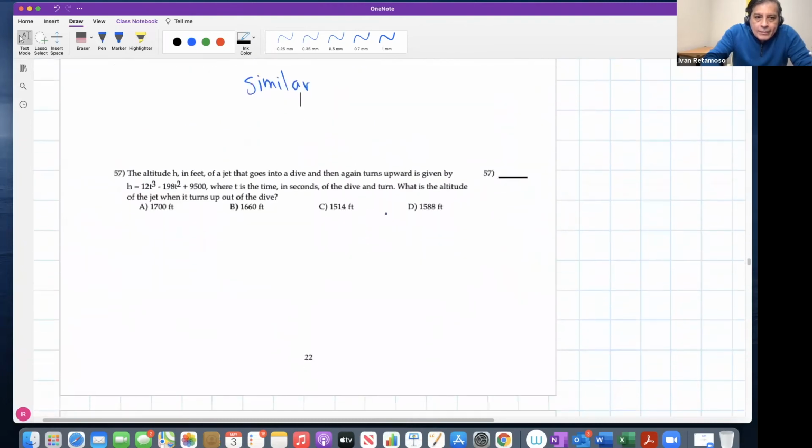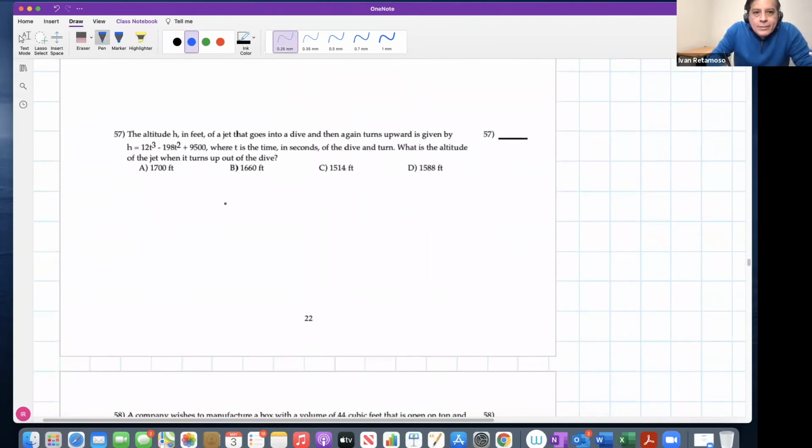What about this guy? 57 says, the altitude h in feet of a jet that goes into a dive and then again burns upward is given by this function h equals 12t cubed minus 198t squared plus 9,500, right? Where t is the time in seconds of the dive and turn. What is the altitude of the jet when it turns up out of the dive?